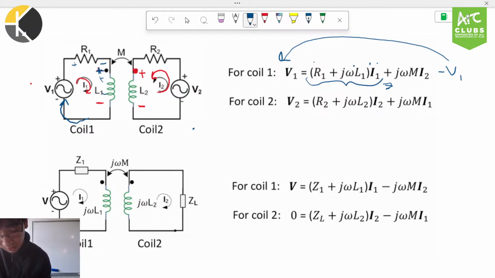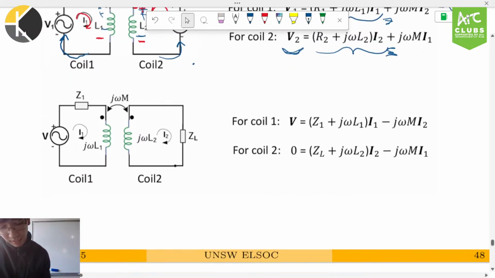Then for coil 2 we'll do the same thing. So we have a negative V2, so I'm just going to chuck it on this side of the KVL equation. Then we're going to flow from the positive terminal of the resistor, positive terminal of the inductor, which gives us this part. And then again we have the current flowing into the positive terminal of our mutual inductance, which gives us this positive here.